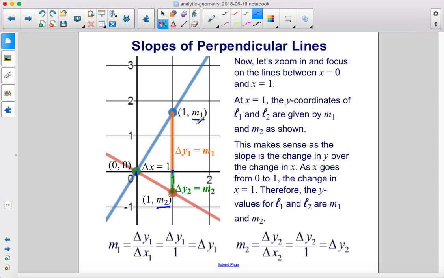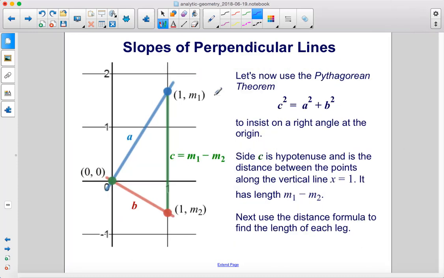m1 equals the change in y1 over the change in x1, which equals the change in y1 over 1, since the change in x equals 1, equals the change in y1. Therefore, m2 equals the change in y2. Let's now use the Pythagorean Theorem, c squared equals a squared plus b squared, to insist on a right angle at the origin. Side C is the hypotenuse and the distance between the points along the vertical line x equals 1. It has length m1 minus m2.